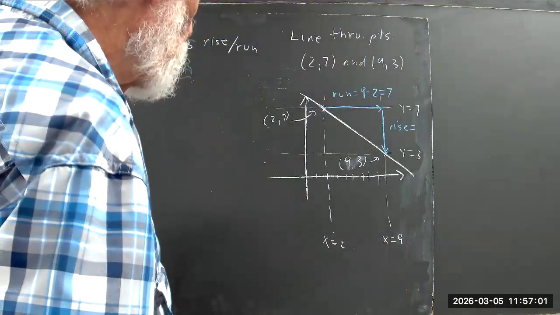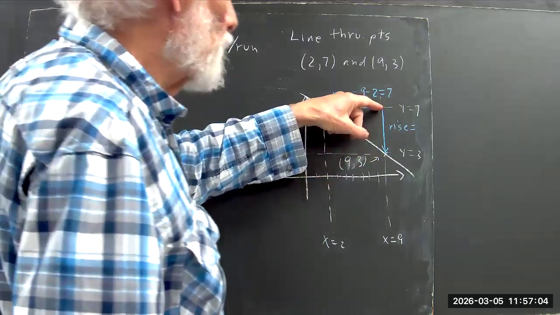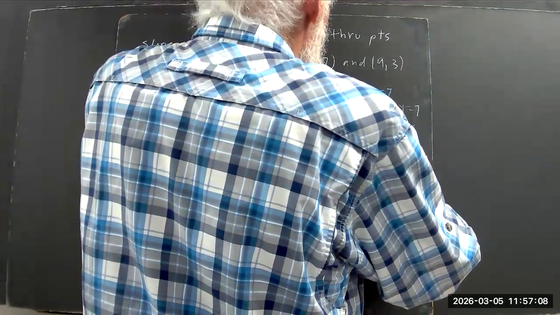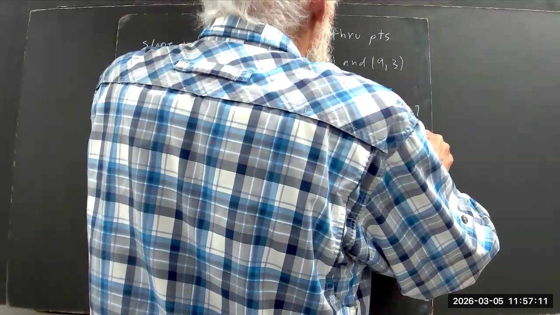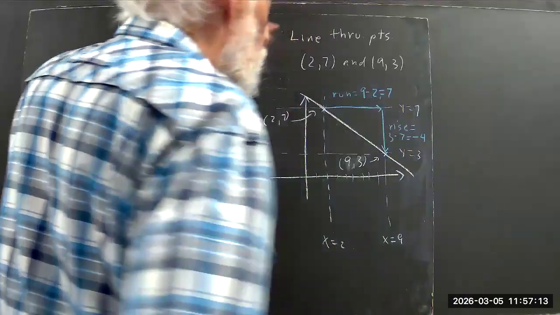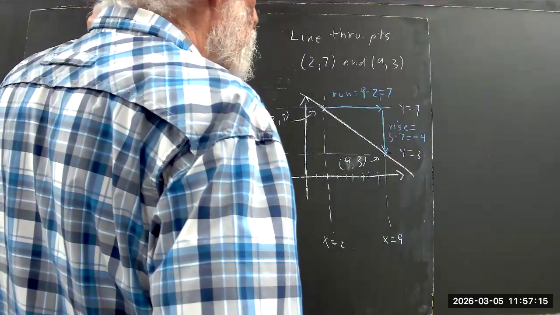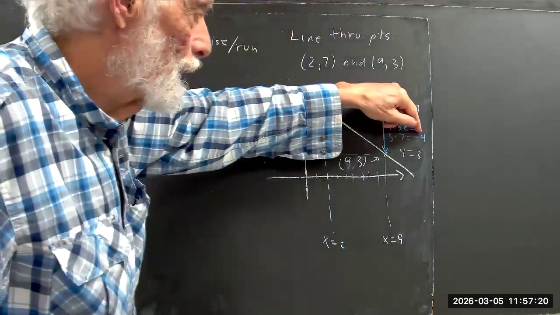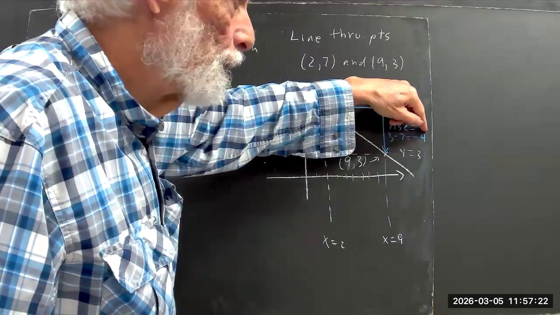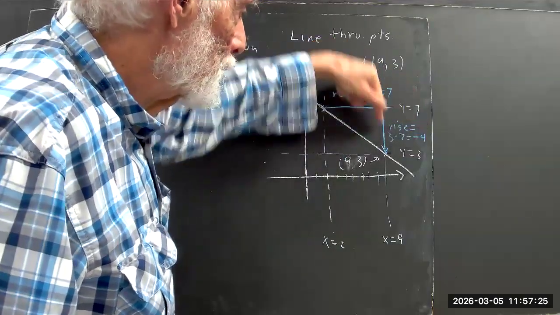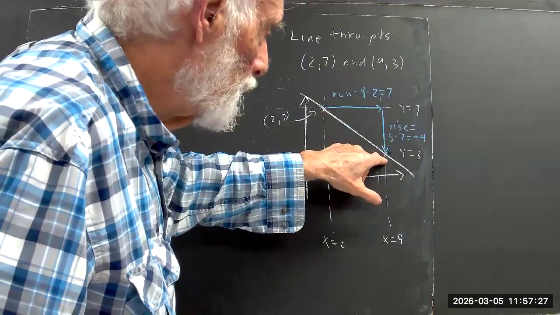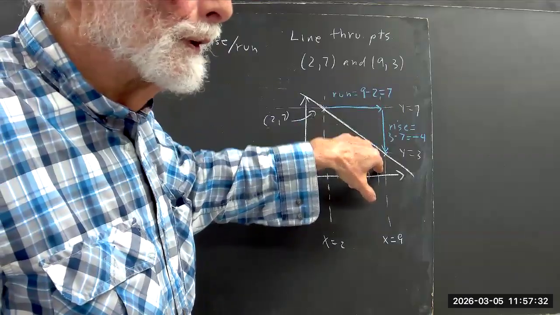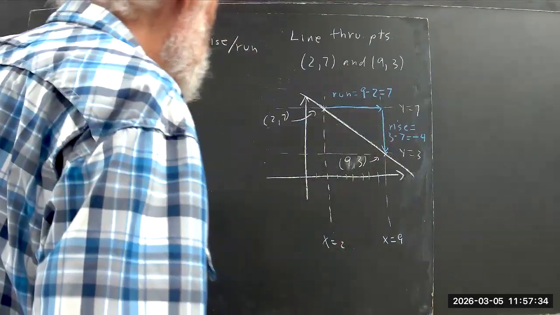If you do the same thing with the rise, you start at 7, you end up at 3. So you do 3 minus 7, which is negative 4. Why is the rise negative 4? It's because the arrow is pointing down, so you're ending up at 3 while starting at 7. It's where you end up minus where you start.